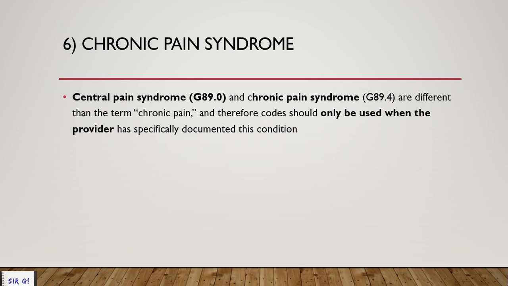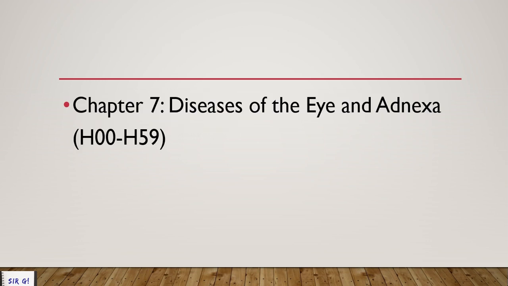I'll go ahead and discuss chapter 7 here. Diseases of the eye and adnexa, H00 to H59. There are two main topics that we will be discussing in chapter 7, and that is glaucoma and blindness. Okay, hold on. I'll go back for this and I'll just prepare some of the guidelines. Hold on.